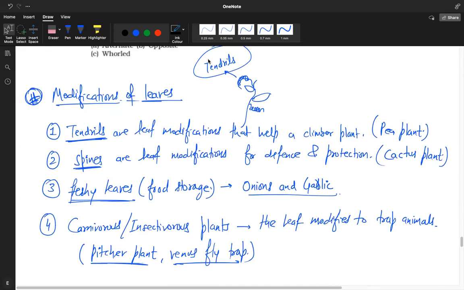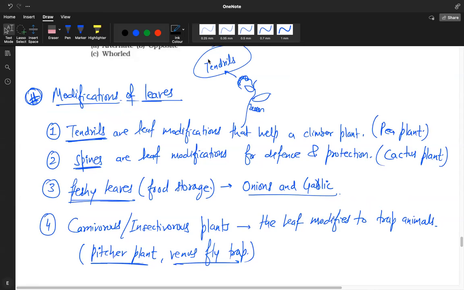Modification of leaves. Some plants have tendrils, which are leaf modifications that help as climbers. Then there are spines, which are leaf modifications for defense and protection, example cactus. For storage we have onion and garlic. In insectivorous plants, the leaf is modified to trap animals, example pitcher plant and Venus flytrap.